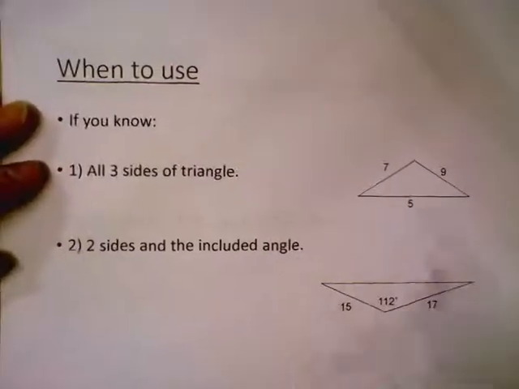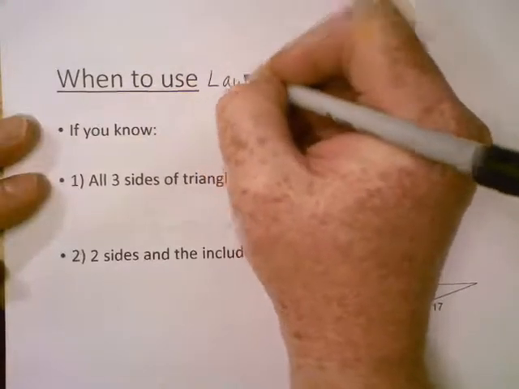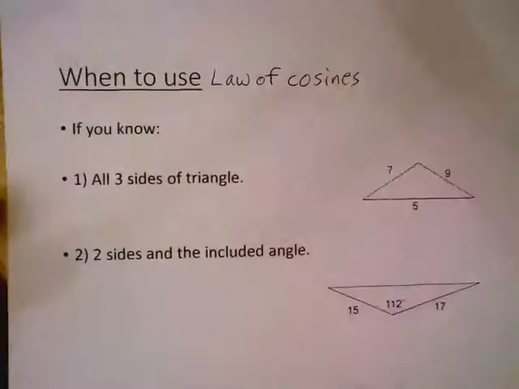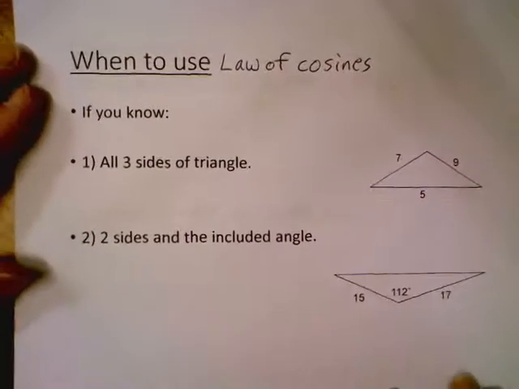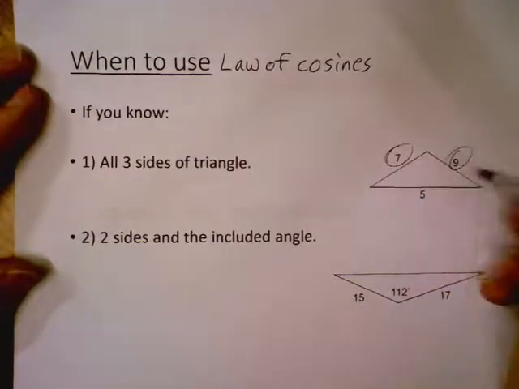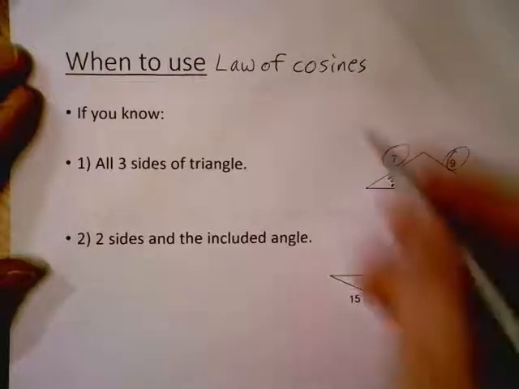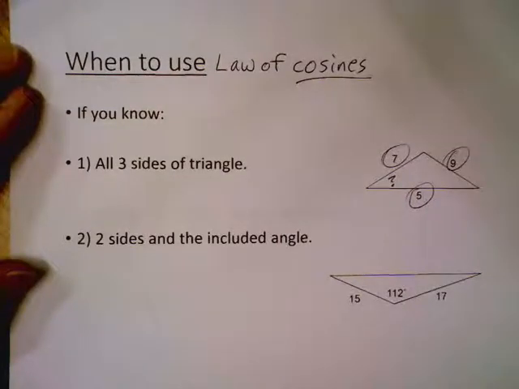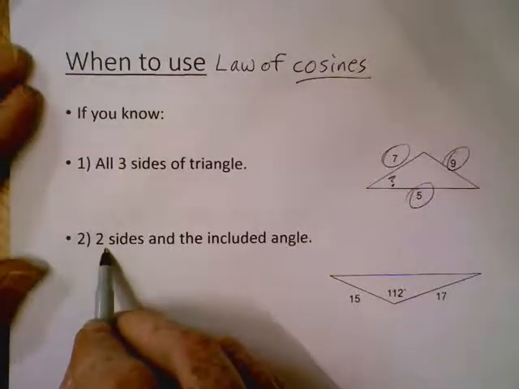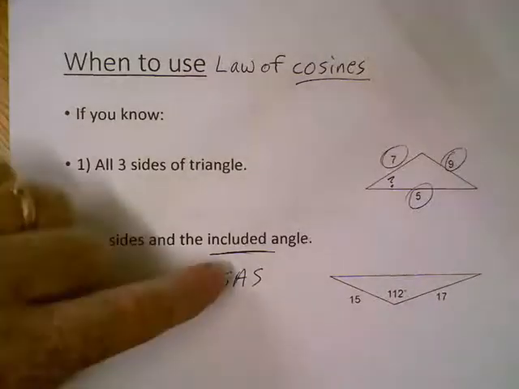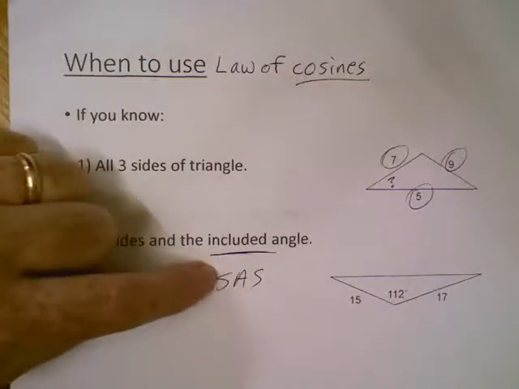What I want to talk about next is when to use the law of cosines. These are 2 things that tell you when to use it. If you know all 3 sides of the triangle, and apparently you're trying to find one of the angles because those are the parts you don't know, then you must use the law of cosines. If you know 2 sides and the included angle, when we did stuff like side angle side, if you remember back to then, that angle in the middle had to be the included angle.